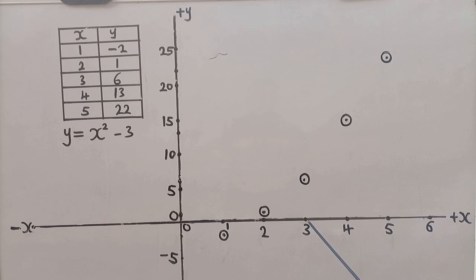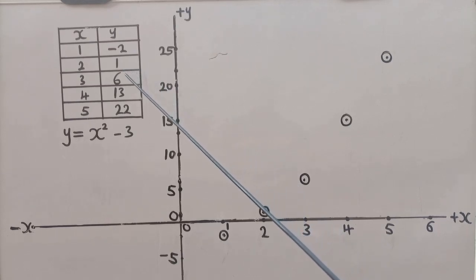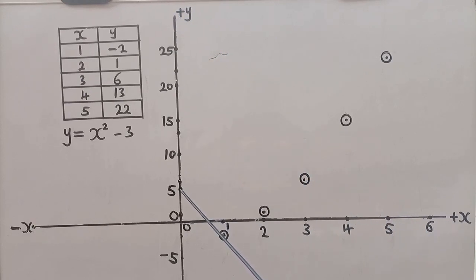See x being 3 here. That corresponds to y being 6. 6 is not marked on this axis. What we see marked is 5. It is this position that is corresponding to 6, just a short distance after 5.